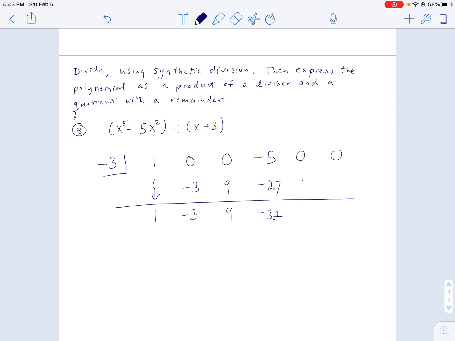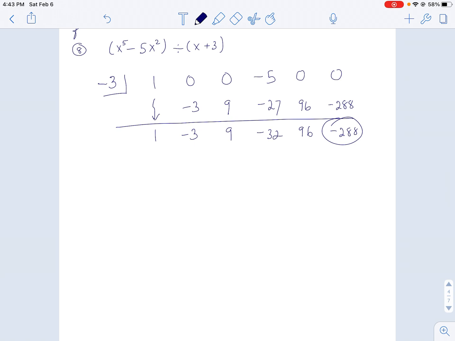Negative 3 times negative 32 is positive 96. Add down, that goes beneath the 0. So 0 plus 96 is 96. That's beneath the line. Last multiplication, negative 3 times 96 is negative 288. That's in the last column beneath the 0, and 0 plus negative 288 is negative 288. That gets circled because that's my remainder.